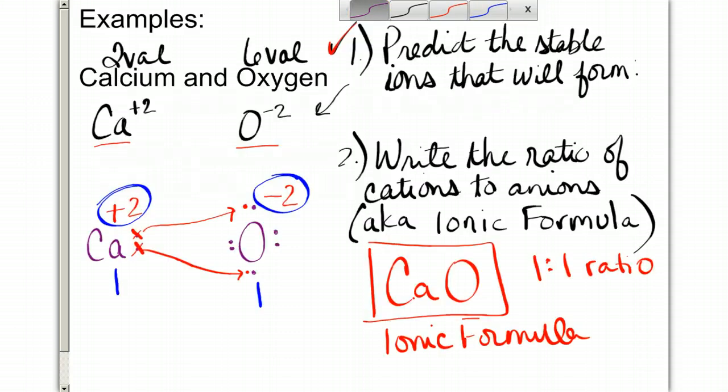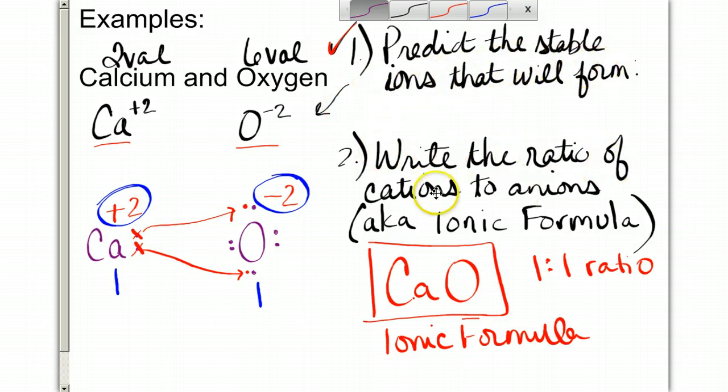As a review, recall that calcium becomes stable having a +2 charge, and oxygen becomes stable by getting a -2 charge. So that would be predicting the stable ions that form.